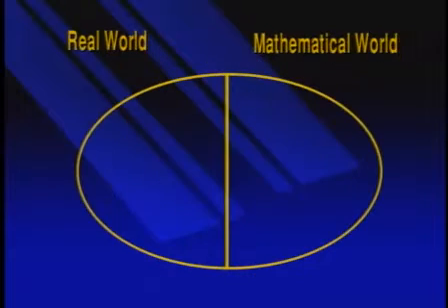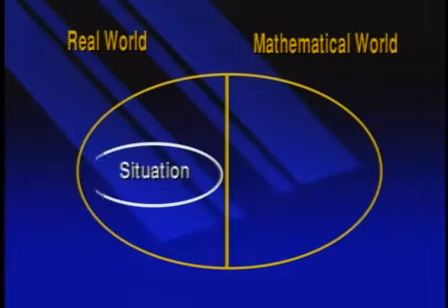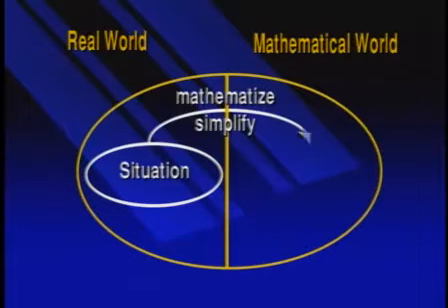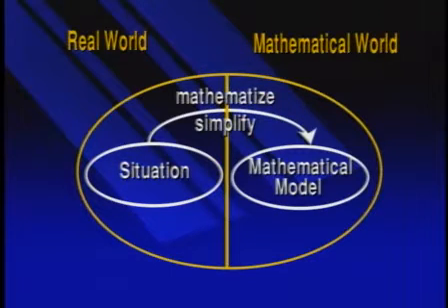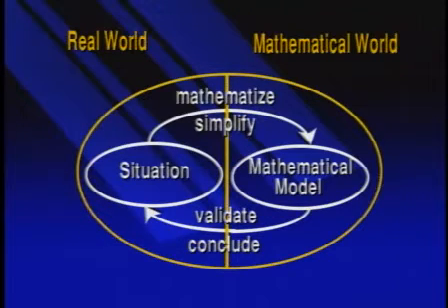In the second graphic, you see that we start with a problem situation that we take out of the real world. We analyze it and we simplify it. We therefore make a mathematical model for it. That process from the problem to the model is called mathematizing or mathematization. Once we have the model, which in our case will be equations, we go back into the real world to validate it, to test it, to conclude on the questions we have posed, and to see if the model is a good model or not.